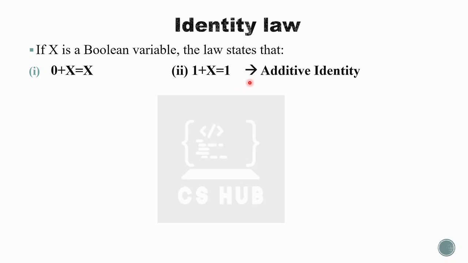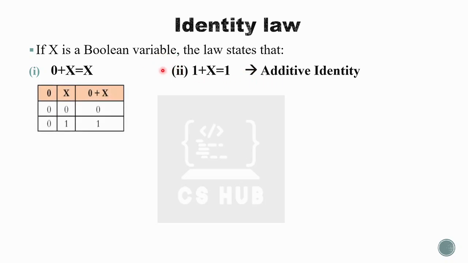And this type of identity law is known as additive identity. When we add our variable with a 0, we will get our variable. When we add our variable with a 1, we will get 1. This is known as additive identity. Let's prove this identity using a truth table.